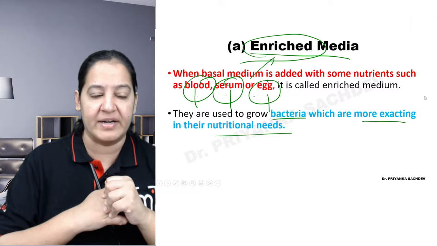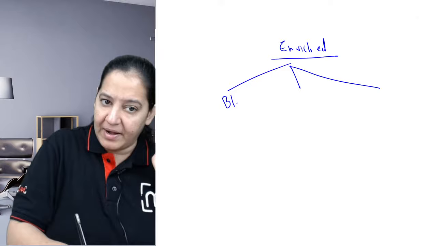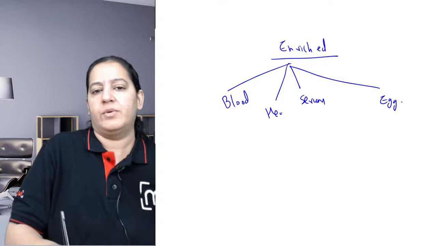Everyone. So what is enriched media? Enriched media is a media which contains one of the three things, either the blood or the serum or the egg. Any of these will work, right? In the blood, I'm writing heated blood also. Heated blood is also a type of blood only. So either blood or heated blood or serum or egg.